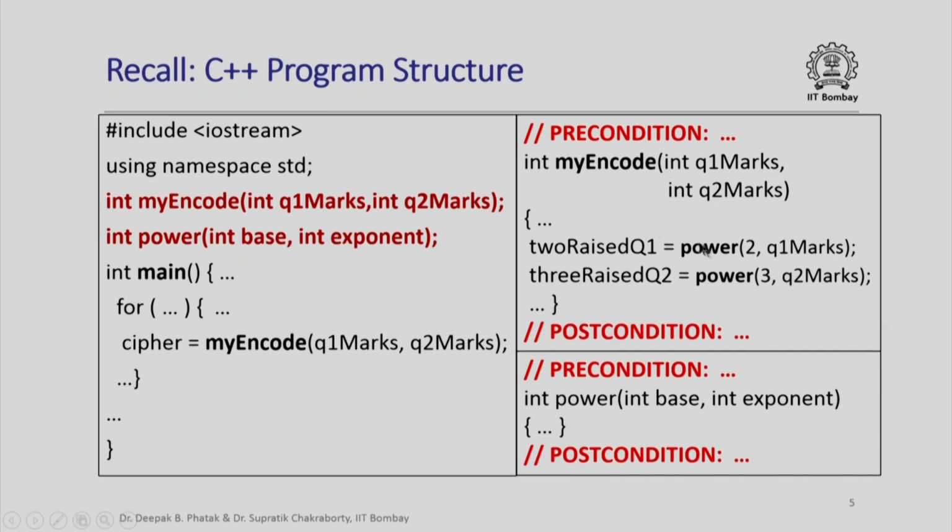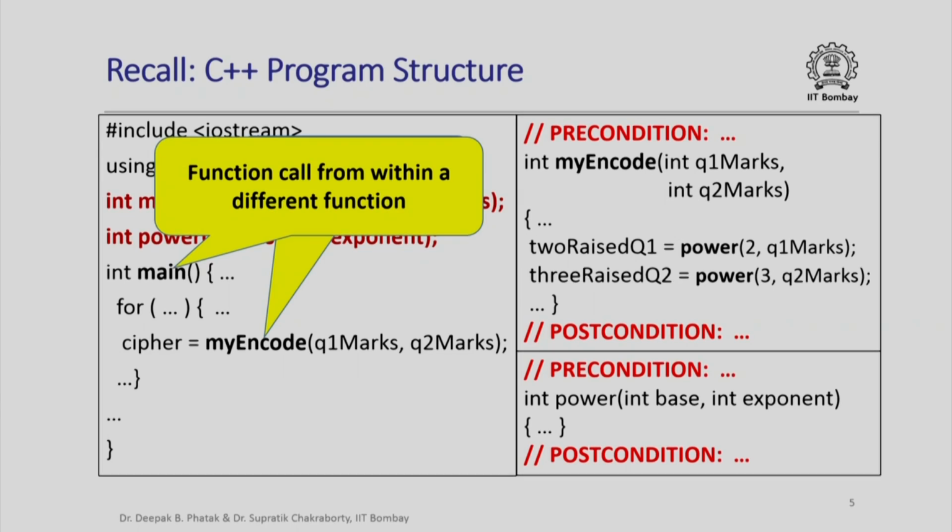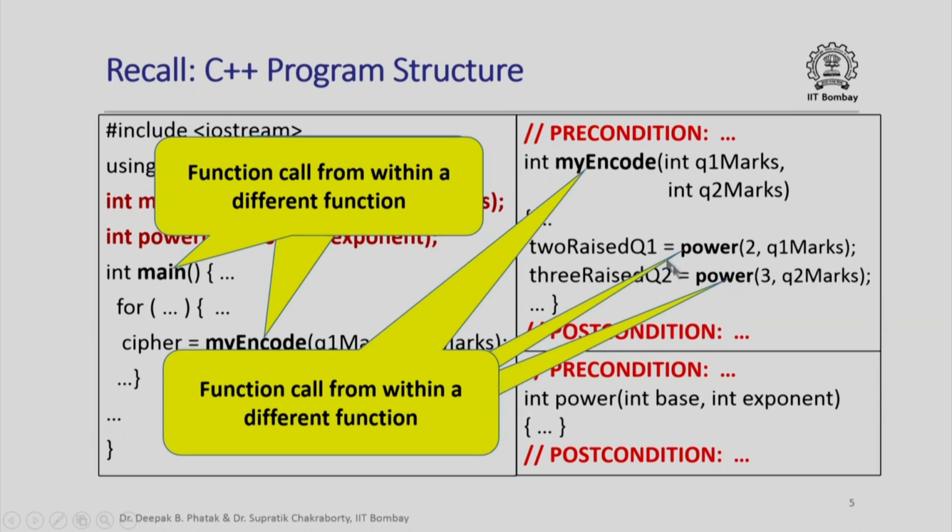The function myencode in turn calls the function power, which basically computes 2 raised to quiz 1 marks and 3 raised to quiz 2 marks, and using that myencode computes the encoded form and returns it to the main function. Now if you look at the structure of this program, you will notice that the myencode function is being called from within the main function, but these are two different functions. Similarly, the power function is being called from within myencode, but once again power and myencode are two different functions.